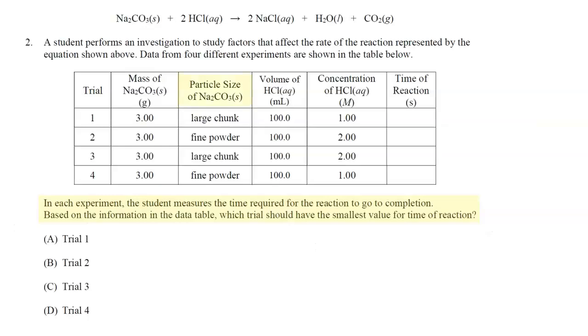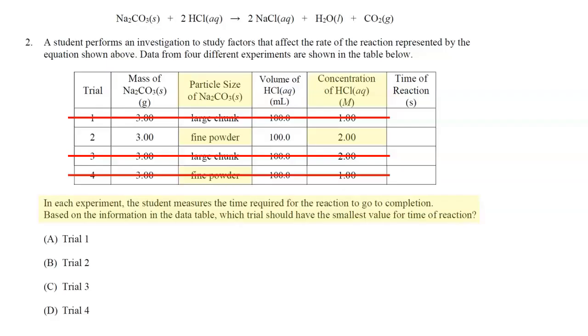Now, comparing the particle size, we see large chunk, that would be smaller surface area, and then we see fine powder, that would be greater surface area. So the correct answer for the fine powder or the greater surface area means it's either trial 2 or trial 4. So I'm going to go ahead and eliminate trials 1 and 3. And now moving on to the concentration of hydrochloric acid, a higher concentration of hydrochloric acid would result in a faster reaction rate. So it's going to be trial 2 with a concentration of 2 molar. So correct answer is choice B, trial 2.